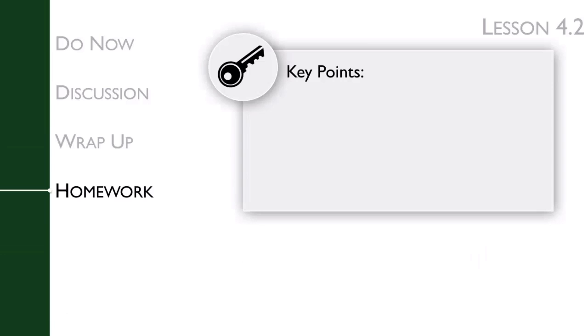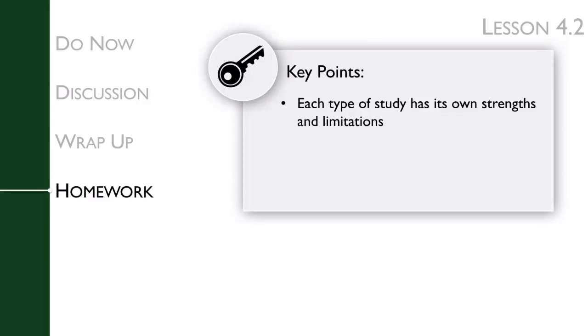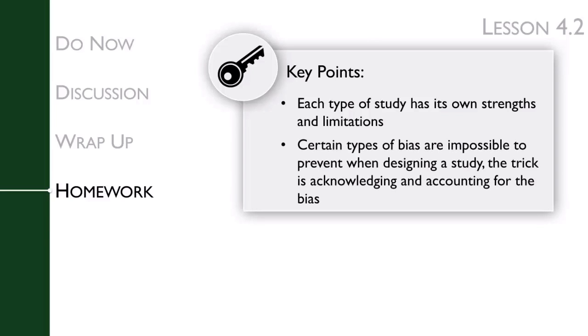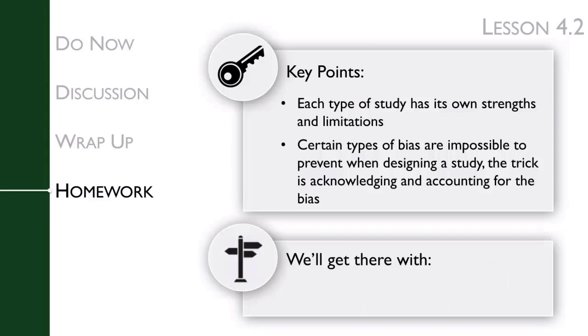The key points of this lesson's homework are that each type of study has its own strengths and limitations, and that certain types of bias are impossible to prevent when designing a study. The trick is acknowledging and accounting for that bias. We'll get there by having students design a study to answer one of the research questions that they formed in lesson 4.1.